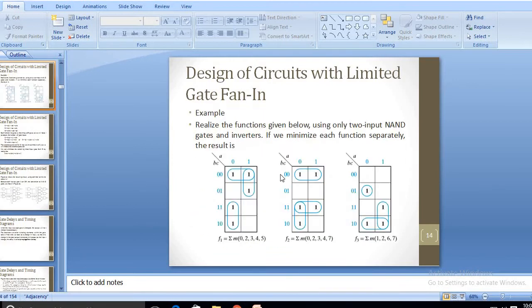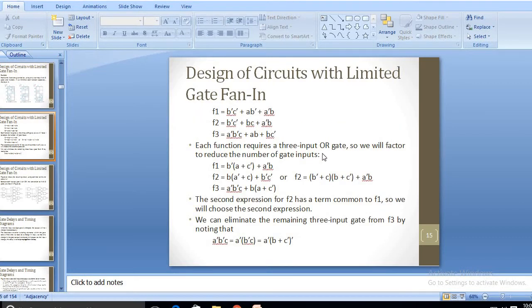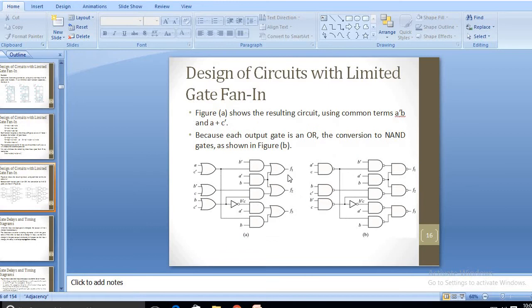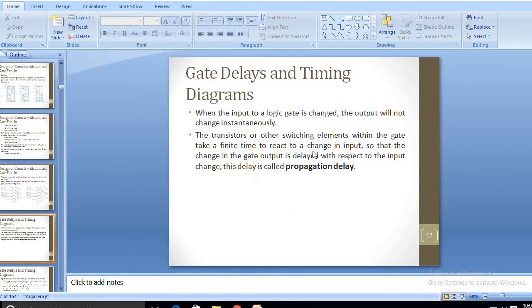See here, for one example: realize the following functions F1, F2, F3, and these diagrams using NAND gate as well as inverter. This is a NOR gate and this is a NAND and inverter. So in that problem it is asked to use a NAND gate and inverter. Next will be gate delays and timing diagrams.